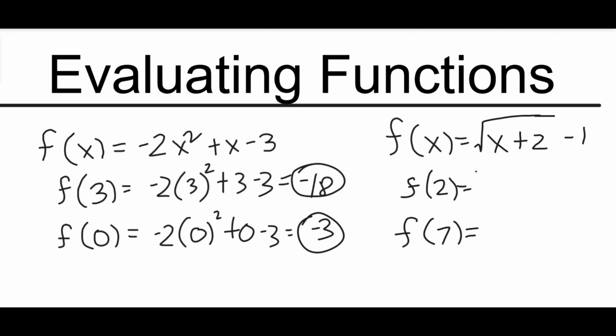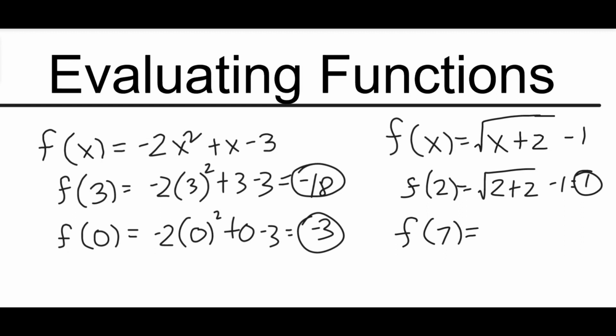Now, let's try this one. If we have f of x equals the square root of x plus 2 minus 1, what is f of 2? Again, we're just plugging in for x. So we have this square root of 2 plus 2. 2 plus 2 is 4. The square root of 4 is 2, minus 1 equals 1. So that gives us f of 2 equals 1.